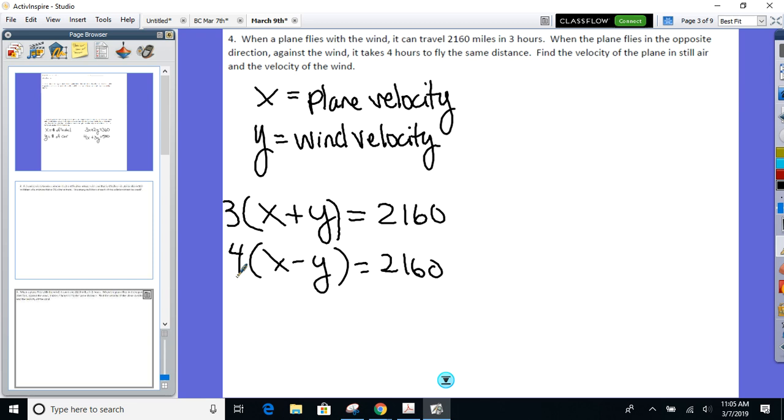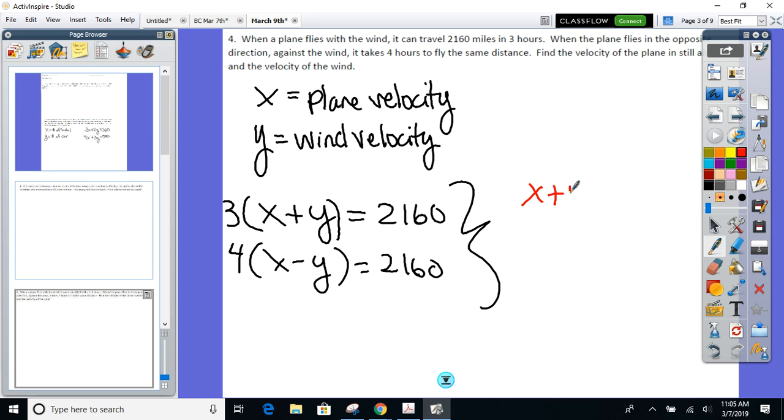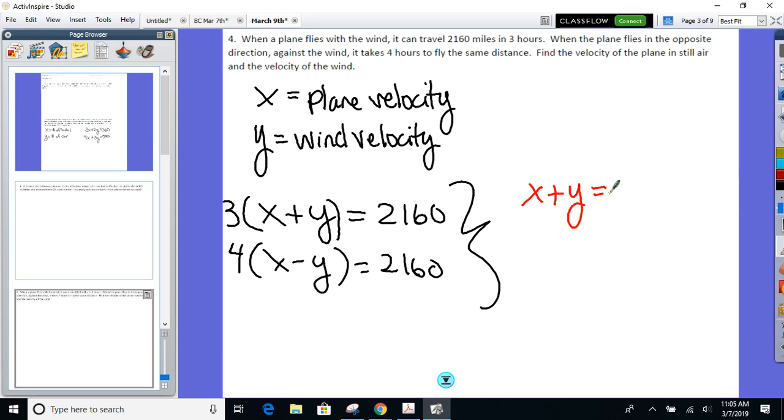I am going to let you do this on your own, but I just want to give a little heads up. I don't know if distributing the three and the four is the easiest, or just time consuming. How can I get rid of the three right now? Divide both sides by three. So you'll have X plus Y equals 720. Anybody want to check that? And then down here, what do you want to divide by? Four, so you get X minus Y equals 540. Why is this a lot easier to handle? What's going to cancel out when you solve later? The Y's.